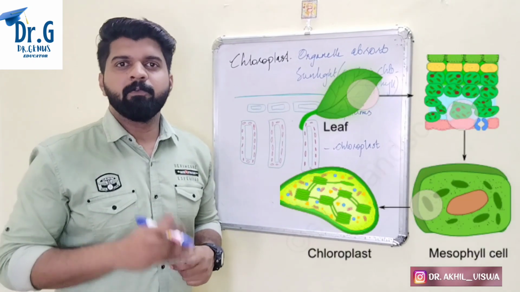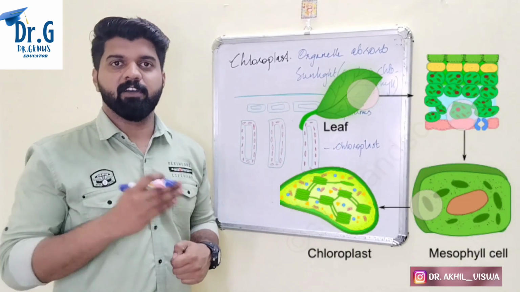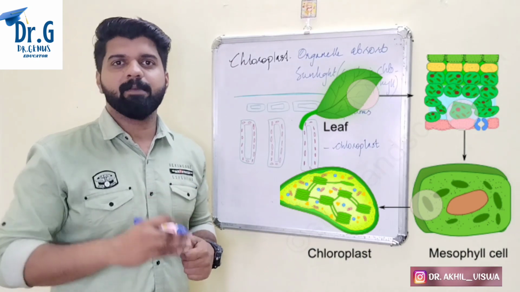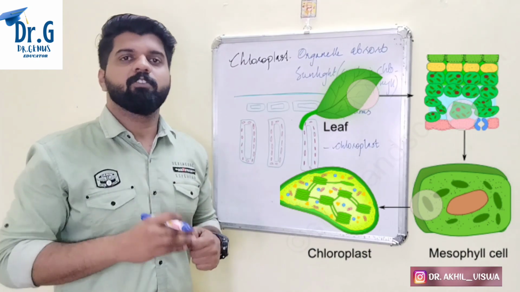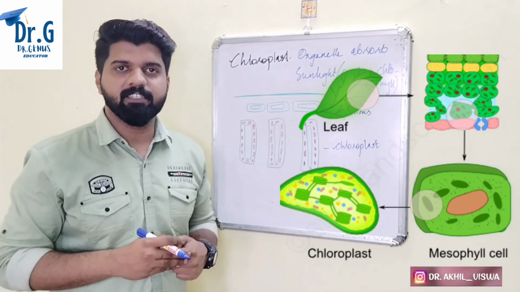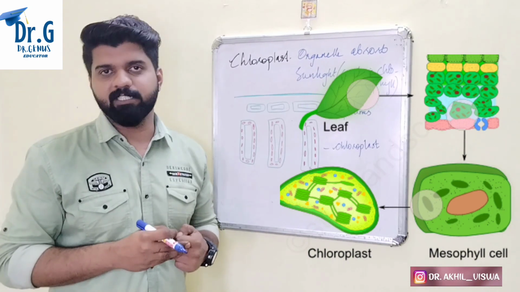I already told you what photosynthesis means: simple inorganic components are converted into complex food materials. This happens with the help of chlorophyll, the pigment which is present in the plant. So let's see where the chlorophyll is present and how it is produced.